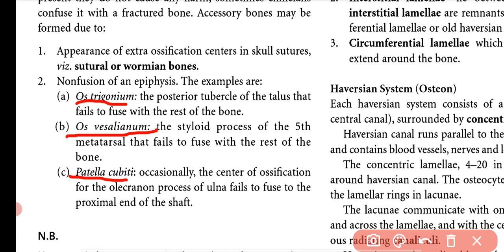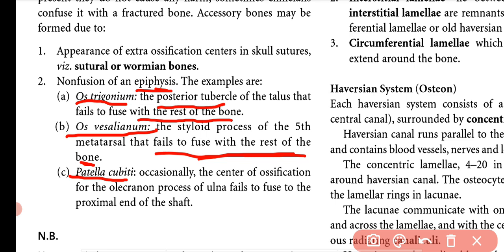What is os trigonum? The posterior tubercle of the talus fails to fuse with the rest of the bone. When the posterior tubercle, which is one of the epiphyses, fails to fuse with the rest of the bone, that is the os trigonum. Now the styloid process of the fifth metatarsal, that epiphysis, fails to fuse with the rest of the bone: that is os vesalianum.